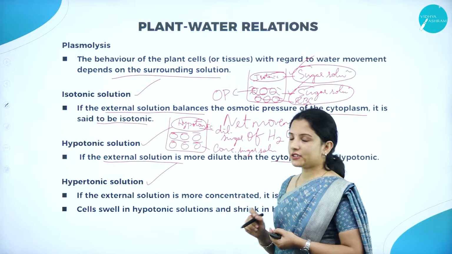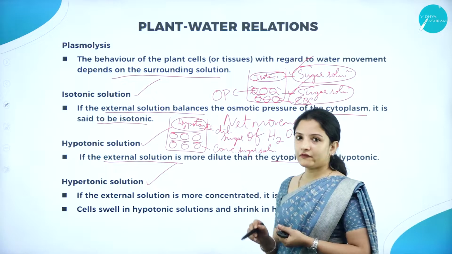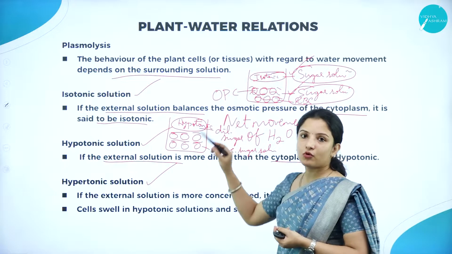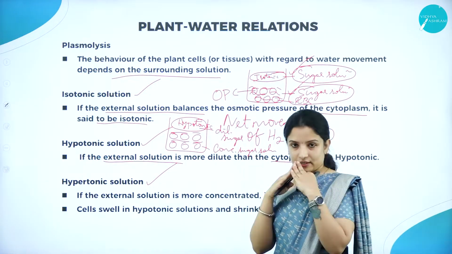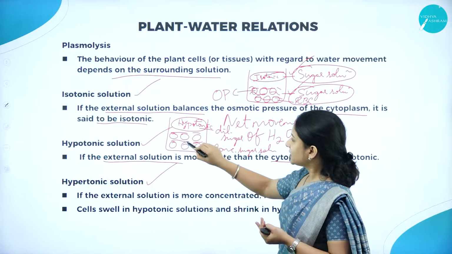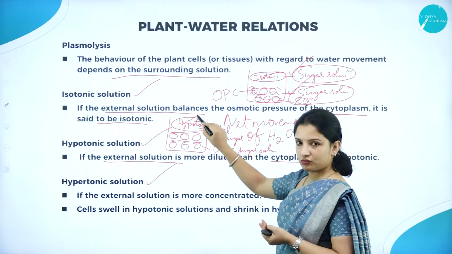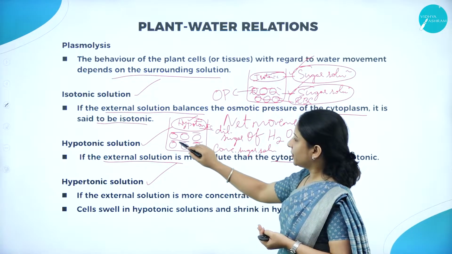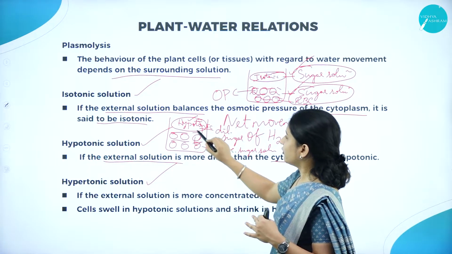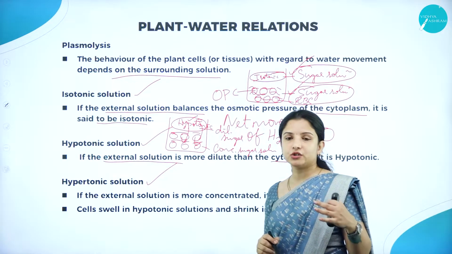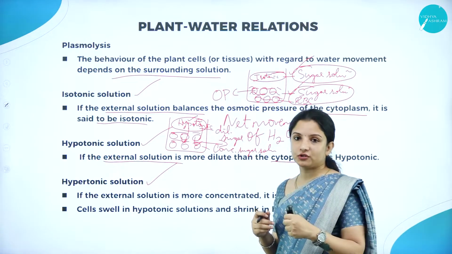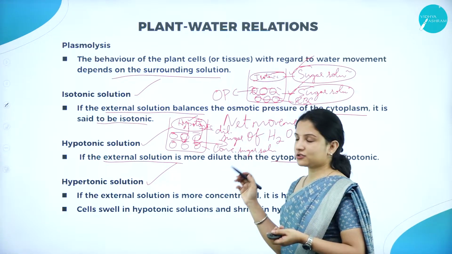So here what happens? How will the water molecules move? Here the water molecules are more in the hypotonic solution, because it has a dilute concentration of sugar. The water molecules here are more, whereas in the cells it is less, right? So the movement of water molecules will occur from the hypotonic solution towards the cells, wherein the cells will start to absorb water. That is hypotonic solution.